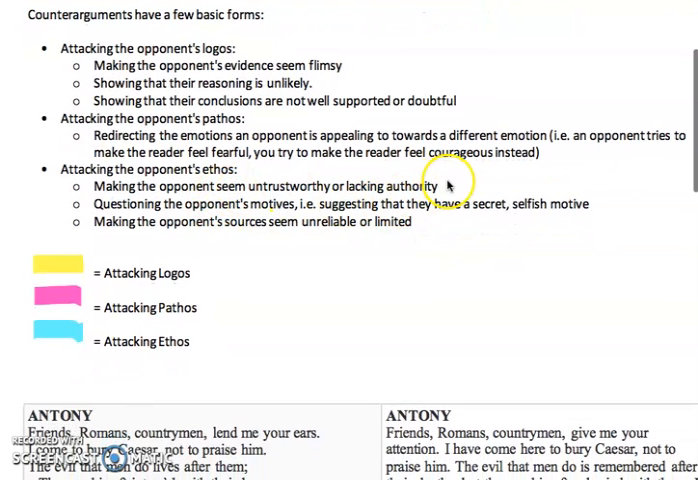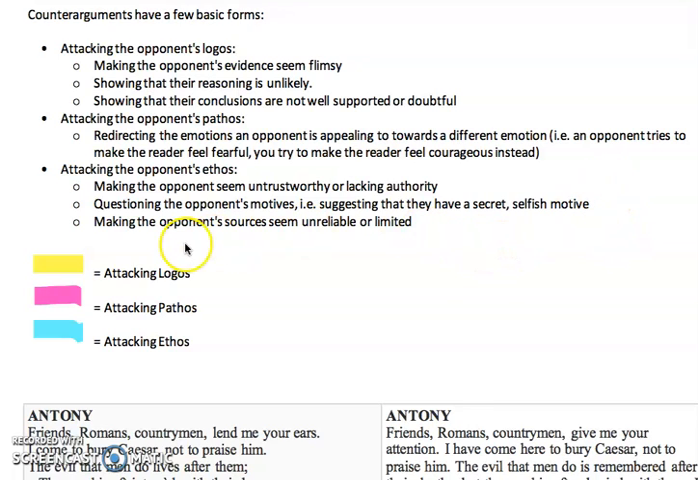So, number one, you can attack the opponent themselves, which is going to make them seem untrustworthy or lacking authority. Maybe you're just trying to point out that they don't seem to know the situation very well, or they're not very good at projecting an air of authority or expertise. Or perhaps you're suggesting that your opponent actually has ulterior motives. So maybe they have some sort of selfish reason why they're holding this particular position. This one's a really common sort of attack on people when you're trying to, again, undermine their ethos, their authority as they speak.